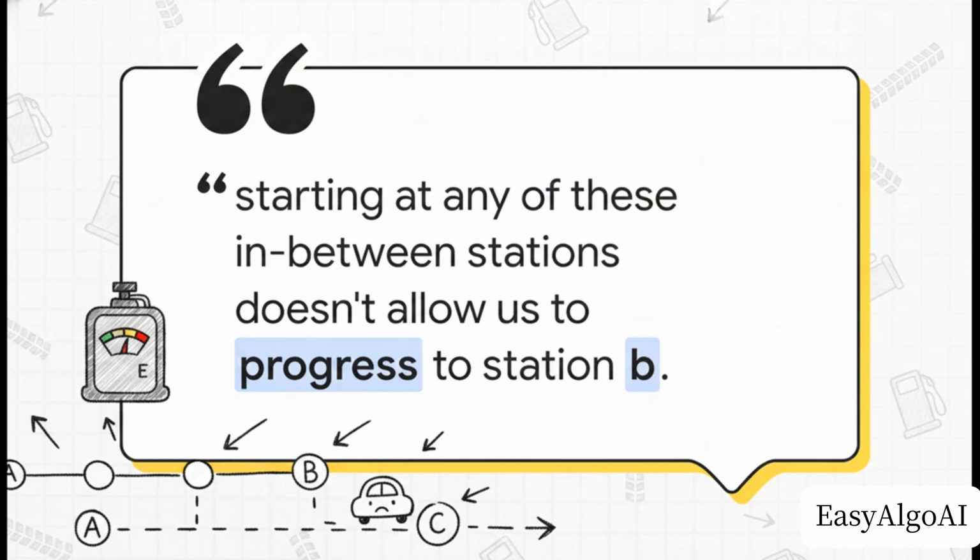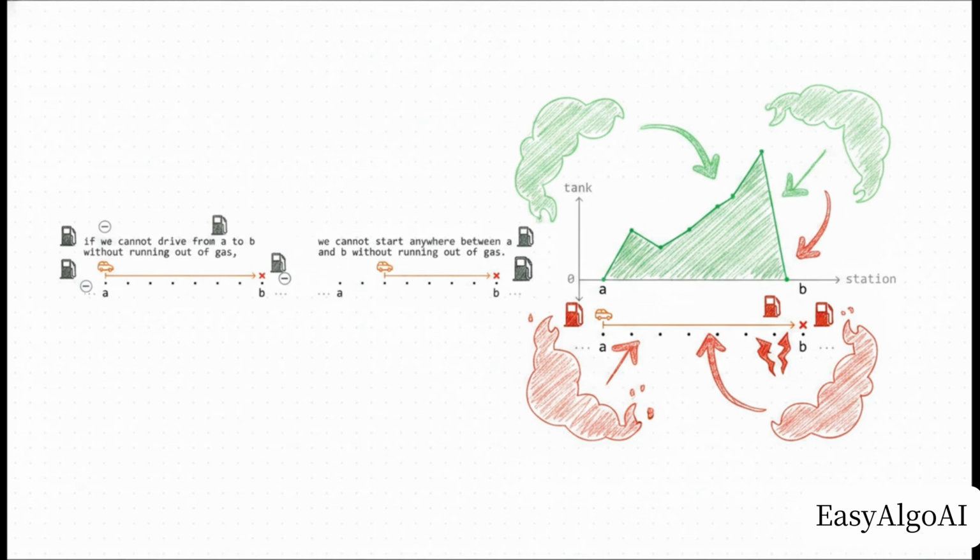If our tank fails at a specific station, let's call it station B, after starting way back at station A, then starting anywhere along that exact same failed path won't magically give us enough gas to pass station B. It's logically impossible. And if you visualize our gas tank over time, it brilliantly illustrates exactly why this is true. Our tank maintained a non-negative, healthy amount of fuel all the way from point A right up until the crash at point B.